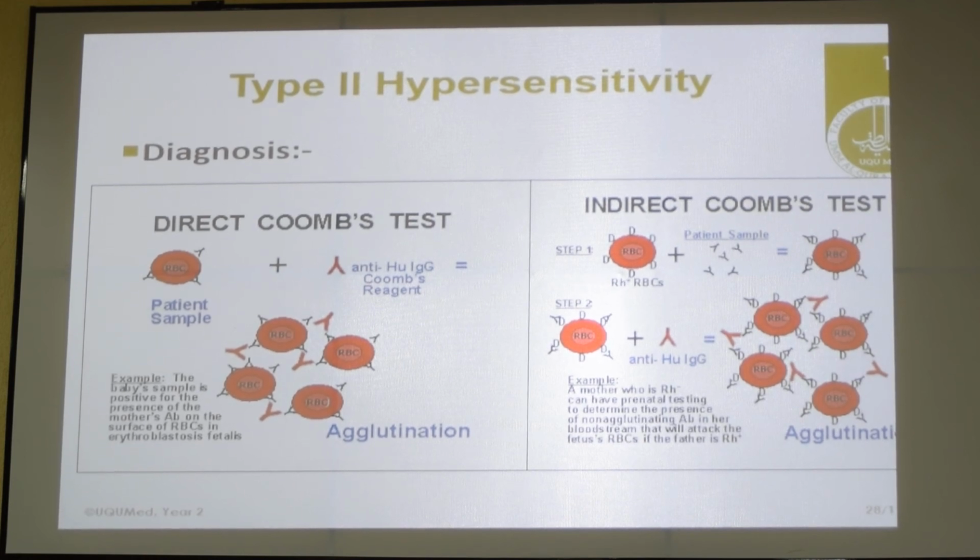You try to do the first way, there is no result. Then you do the indirect. Yes, it's always like this. You do the direct and then you do the indirect. And this will give you information regarding the type 2 hypersensitivity.